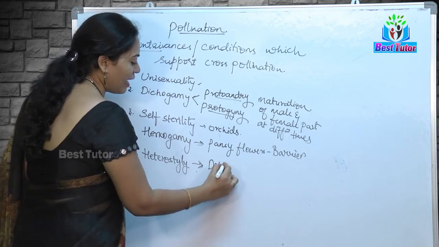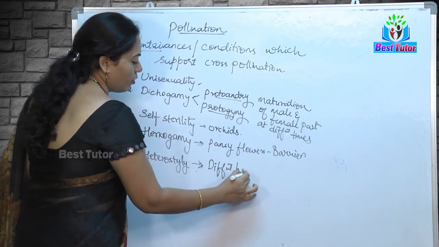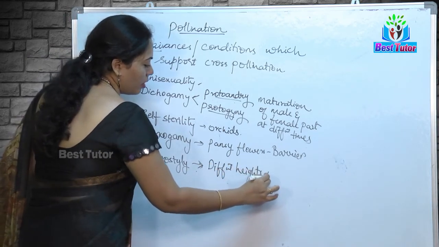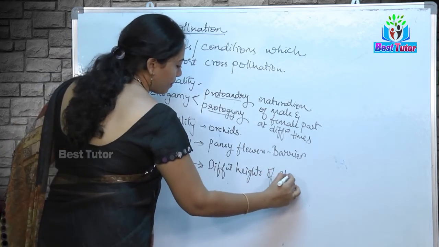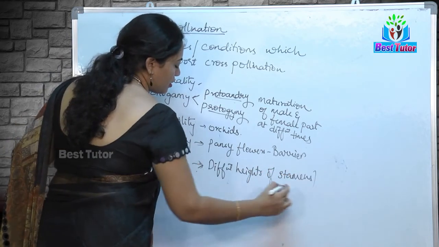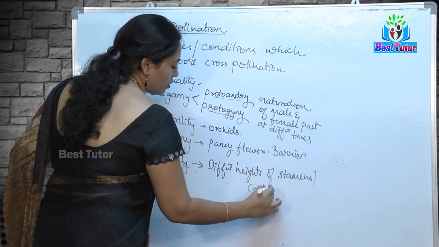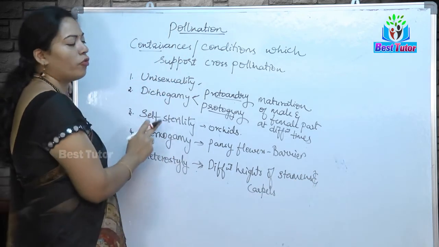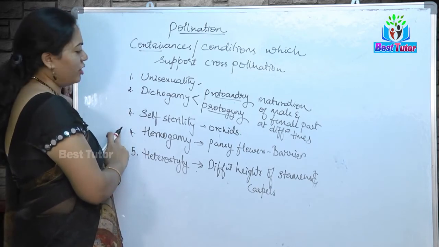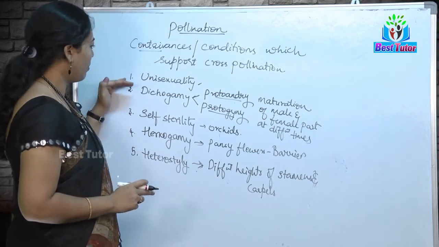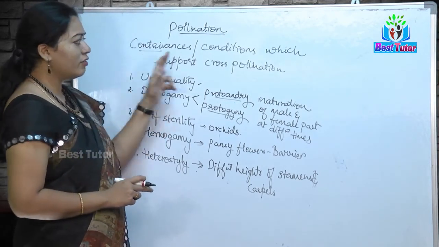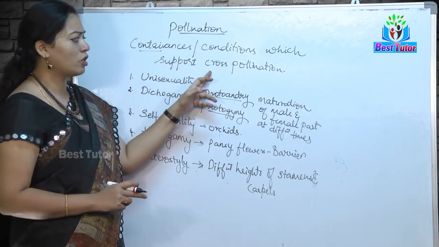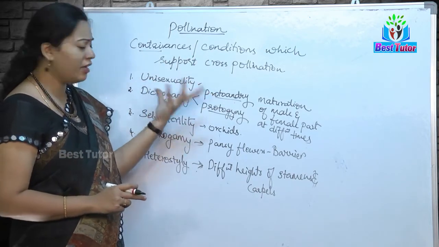Means different heights of stamens and carpels. So this is another last condition why flowers go for cross-pollination. So let us recap what we have learned now. So contrivances are conditions which support cross-pollination in any flower.